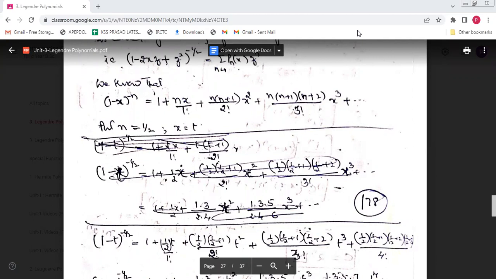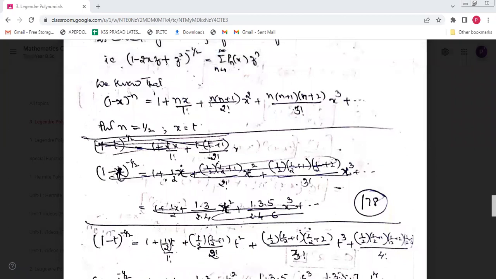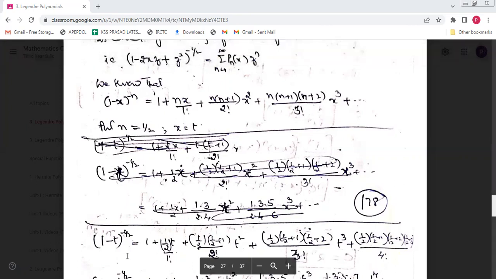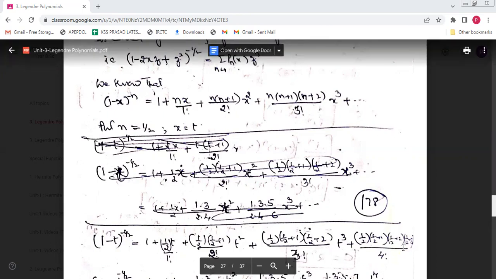So what is this binomial theorem? Just now we discussed (1 − x) to the power minus n. If we have minus inside, we are going to get all plus signs only. 1 plus nx plus n(n + 1) by 2 factorial times x², plus n(n + 1)(n + 2) divided by 3 factorial times x³, plus and so on. Instead of x, we are replacing x by t, and n by half. So that becomes 1 plus half into t plus half into (half plus 1) divided by 2 factorial times t², plus half into (half plus 1) into (half plus 2) divided by 3 factorial into t³. What is going to be the next term? Half into (half plus 1) into (half plus 2) into (half plus 3) divided by 4 factorial times t⁴, and so on.